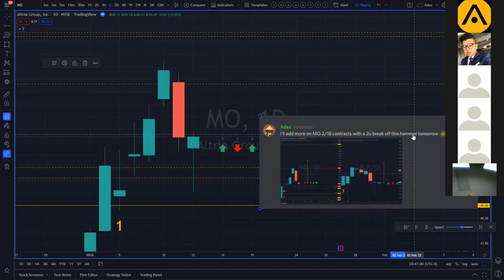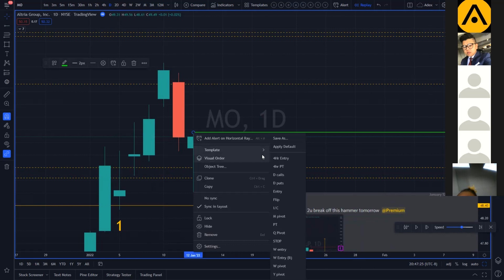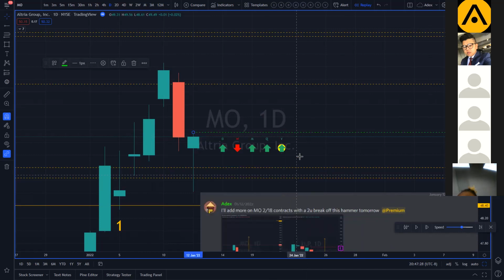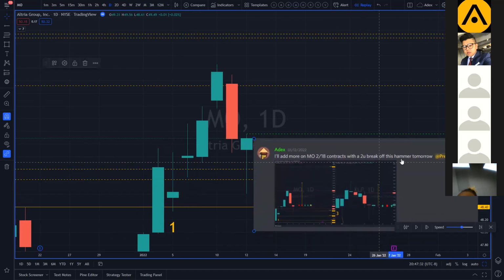Why did I think that it was going to do a 2-up break? Because a couple of reasons. It was a hammer. It was a hammer off the quarterly pivot right here and off the monthly pivot. So now these places where it was a former resistance are now support, are now being held as support. And I'll only know if it's true if we actually go 2-up. Entry. Okay. So I'll add more MO 218 contracts with the break of the 2-up hammer tomorrow.